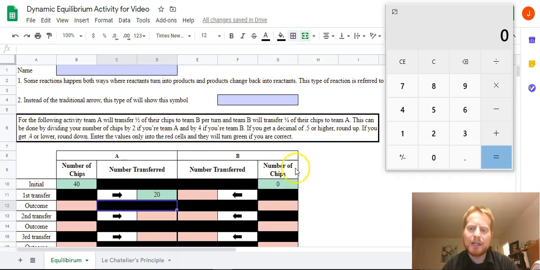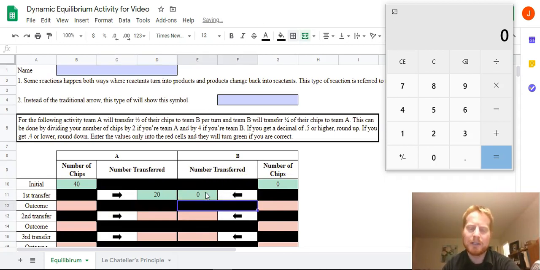And if the calculations get more complicated, I've got my calculator handy. You can have your handheld calculator. This is actually the one that's from the computer. Whatever works for you. And so we're going to take a quarter of 0, because right now there's nothing for B that's being transferred. So a quarter of 0 is still 0.